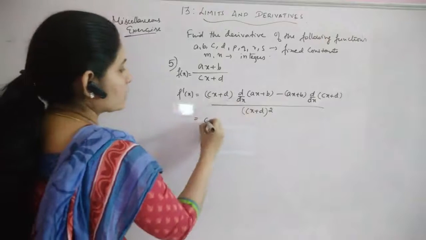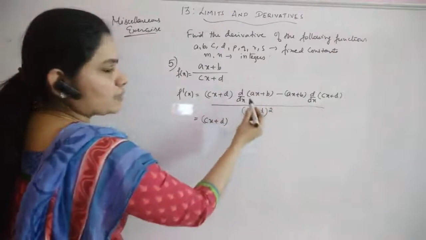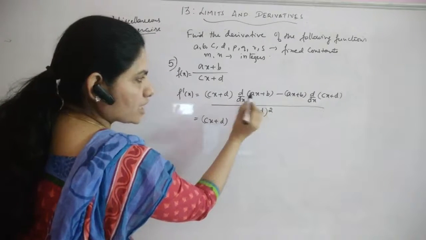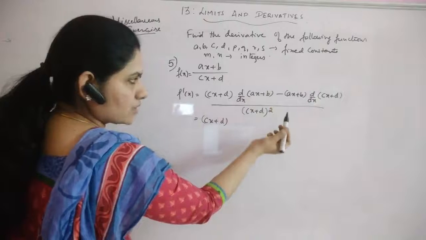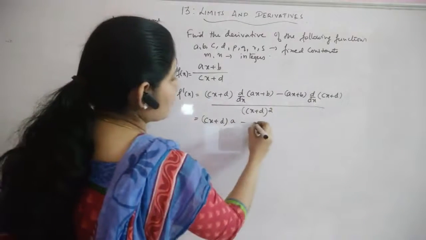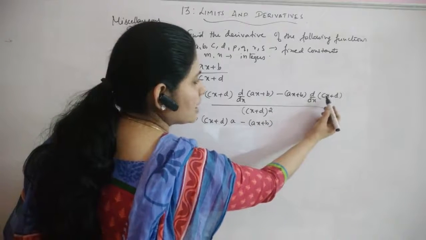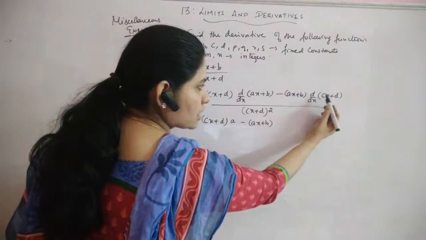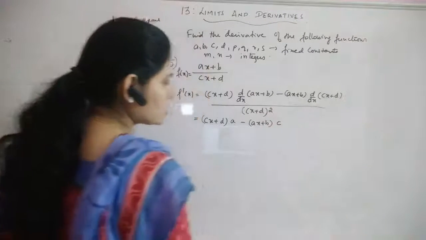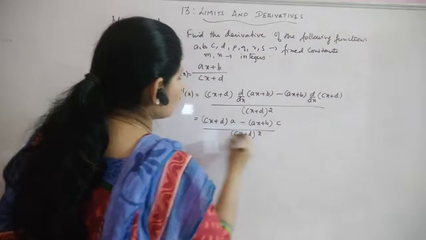Okay, now we will differentiate cx plus d into derivative of ax plus b. Derivative of ax will give you a into derivative of x 1 and derivative of b is 0. So you will get only a there. Okay, minus ax plus b into derivative of cx plus d. Again c is a constant, take it out, derivative of x is 1 plus derivative of d is 0. So you are getting only c there, divided by cx plus d the whole square.